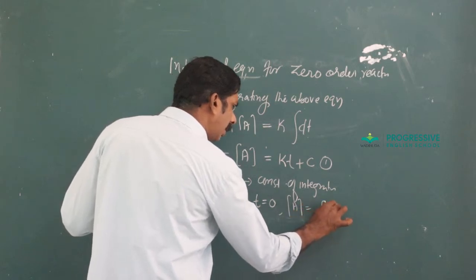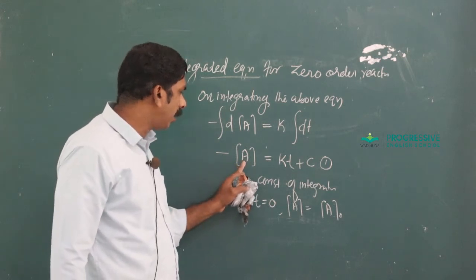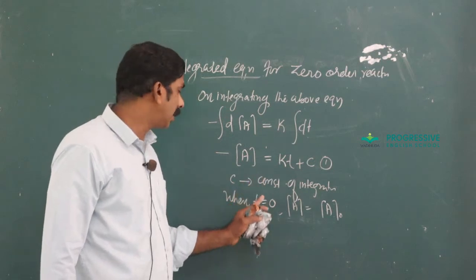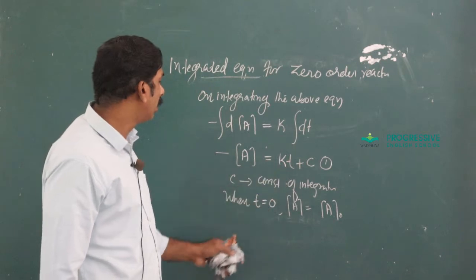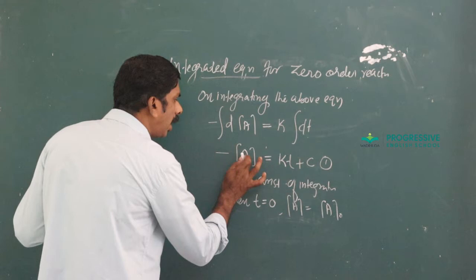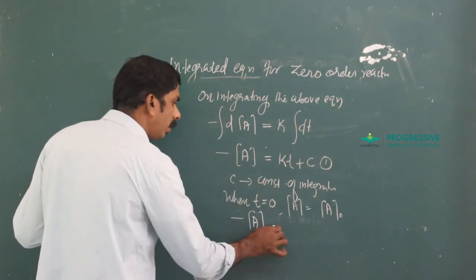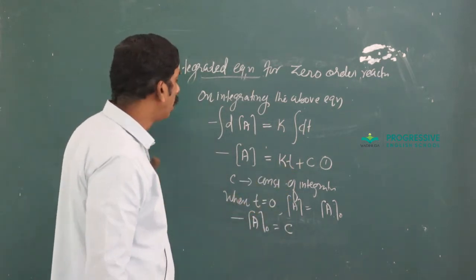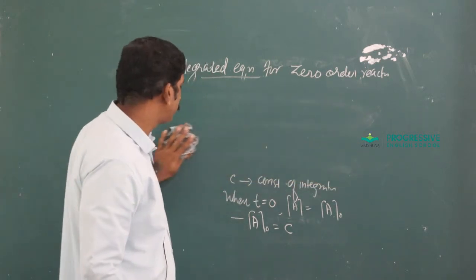Concentration of A equal to A0. When the concentration of A becomes A0, at that moment, the time t equals 0. By putting the value of t here, when t equals 0, A becomes A0, that is, minus A0 equal to C, that is K into 0, which is 0, plus C, or A0 equal to C.